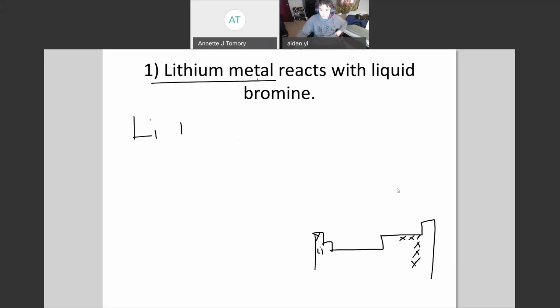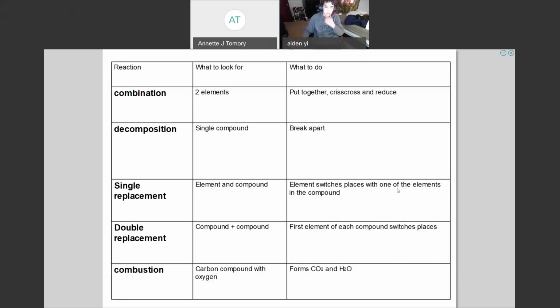Reacts with bromine. Bromine is right here. Is it bonded to anything here? No. If it's not bonded to anything, we have to double check for diatomic. Is bromine diatomic? Yeah. So instead of being Br, it's going to be Br2. Okay, we have element plus element. Which of those reactions is it like? It's going to be a combination. Two elements is a combination.